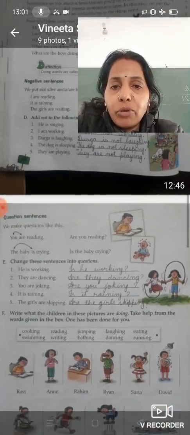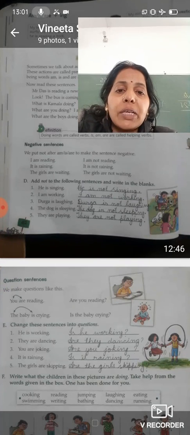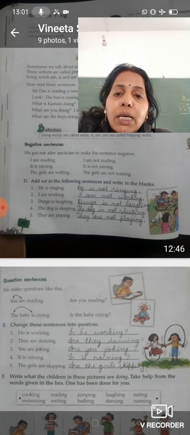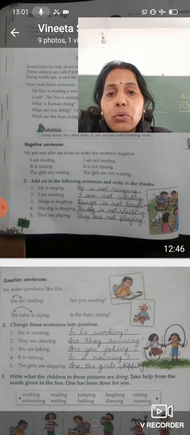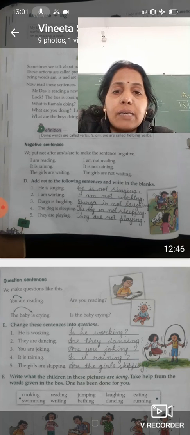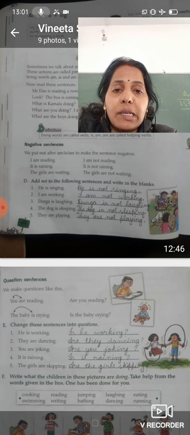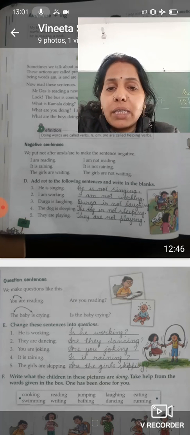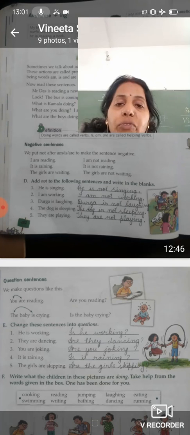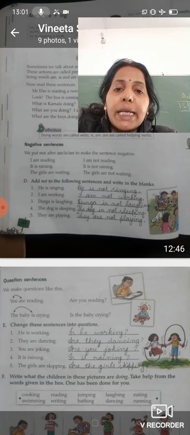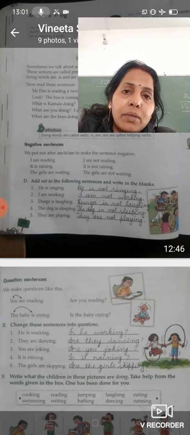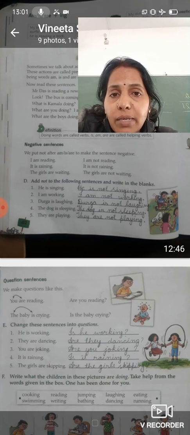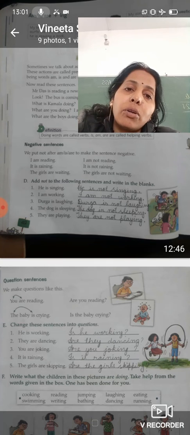This is page number 42. It is also a very interesting part of a verb. You have to add "not", which means you take a sentence in the positive form and change it into the negative form by putting "not". So the first sentence is: he is singing. What will the answer be? Yes, he is not singing.